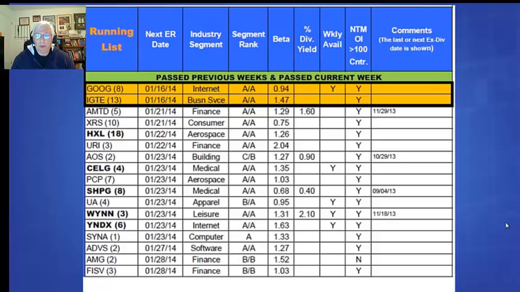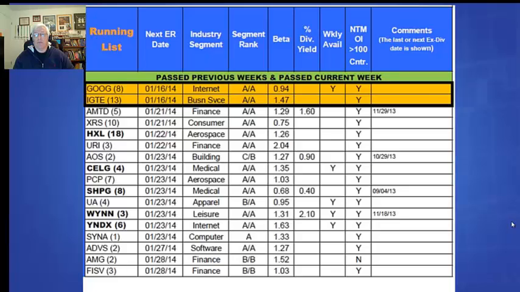In the middle of the page is beta, or the historical volatility of the stock compared to the S&P 500. Stocks with high betas tend to outperform in bull markets. Stocks with low betas tend to outperform in bear markets. I consider this a secondary parameter in our screening process. To the right of beta is percent dividend yield. Many of our members like stocks that also generate dividends. The percent dividend yield is the annual dividend divided by the price per share.